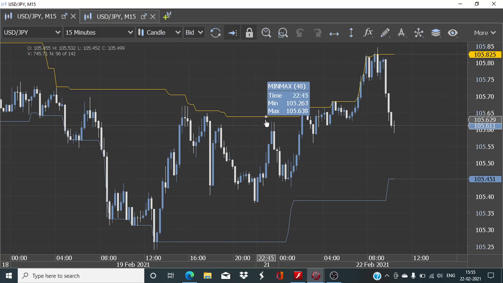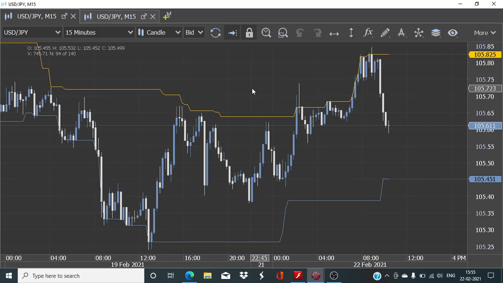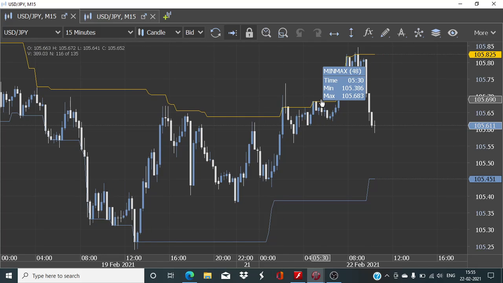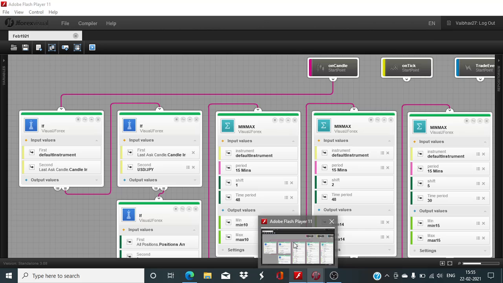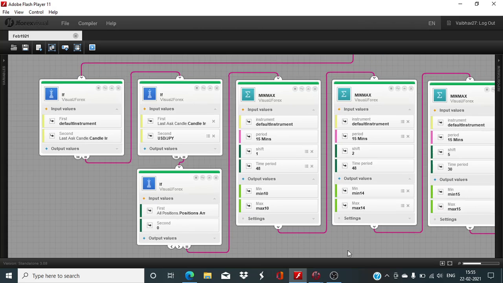So this is the charting for the min-max with the time period of 48 on the USD JPY chart of 15 minutes time frame. So when I am taking into consideration the 48 candles of 15 minutes each, we are basically looking at the price action of last 12 hours. Now we will head to the Visual Jforex board, which has been developed by the Dukascopy Bank SA.